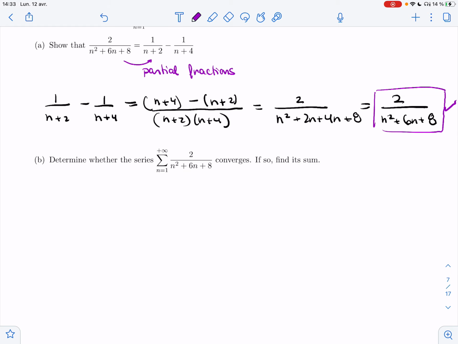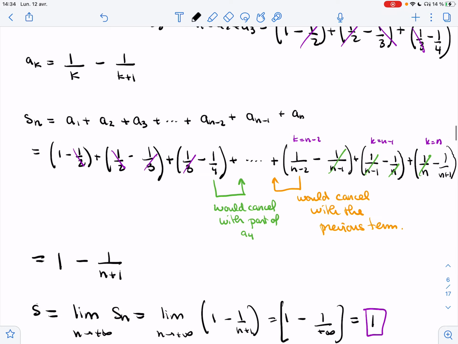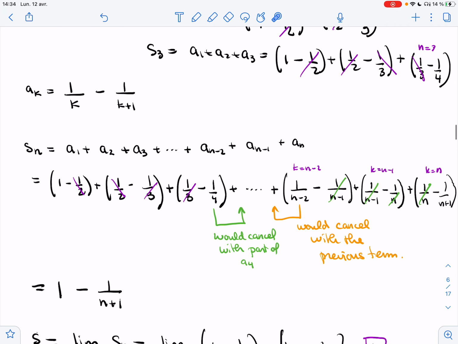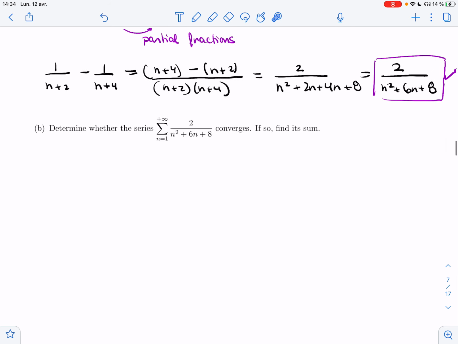Now determine whether the series converges. If so, find its sum. We're going to do the same thing that we did on the last example. We're going to write the first few terms just to see if we can catch any cancellation. I'm not going to write them on separate lines like I did before, because that takes a lot of time. Once I see the pattern of cancellation, I'll know how many terms I need, and I'll write the same amount at the back.